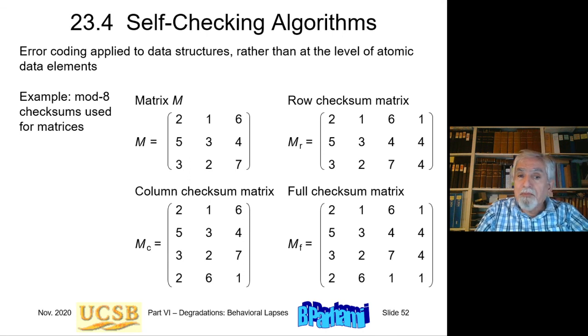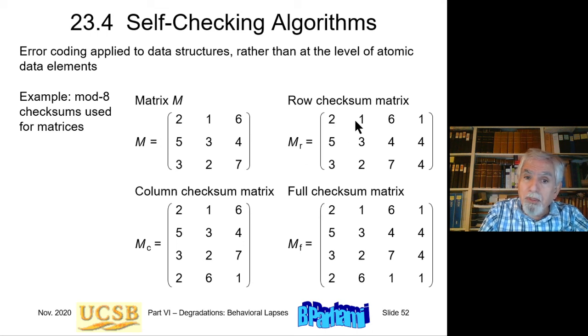Here's another idea, and this is application dependent. For matrix computations, a long time ago, this scheme was designed. It's a way of encoding matrices so that errors in matrix operations can be detectable. So here is a very simple matrix M, and here I've made all the elements less than 8. But they don't have to be. They can be just regular integers or floating point numbers. Okay, you do row checksums, modulo 8 checksums, and compute a row checksum matrix.